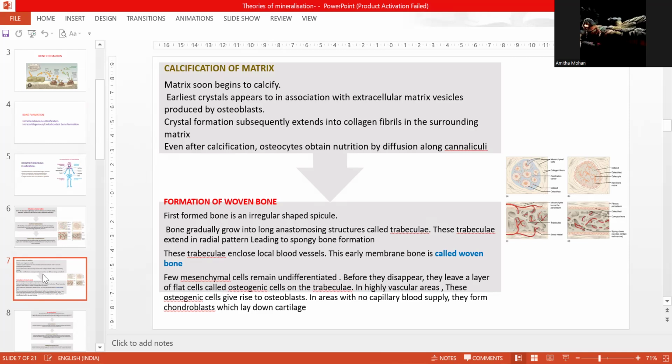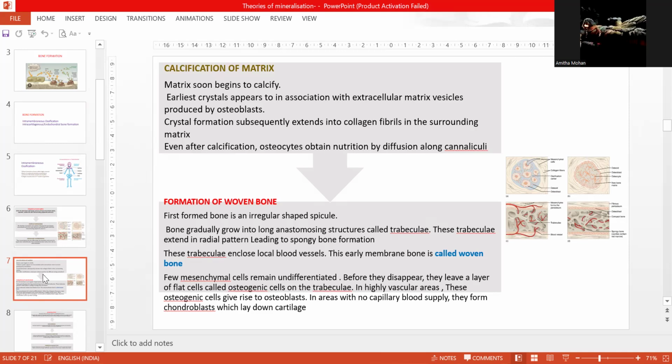This bone then gradually grows into long anastomosing structures called the trabeculae. These trabeculae extend in a radial pattern leading to the formation of spongy bone. These trabeculae enclose the local blood vessels, so such an early membrane bone formed is called woven bone.